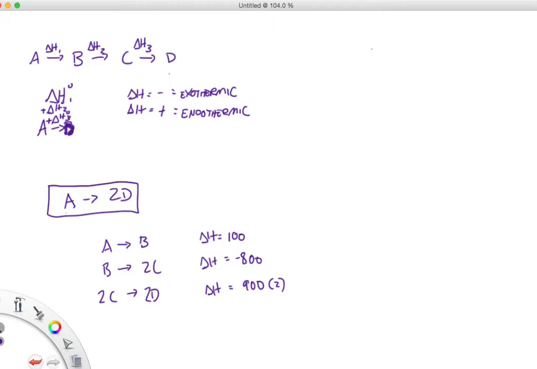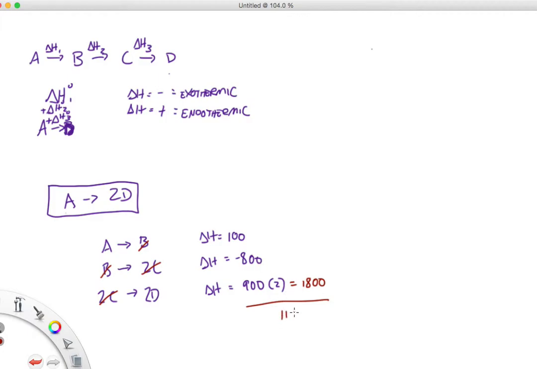But I want you to see something. I want you to see that there's some cancellation going on here. B is on this side, and when you're adding all of these up, B is on this side and it's on this side. So that means it's being used up. It's going right into something else. So what I can do is cross this off. And 2C is being used up as well. It's going right from 2C into 2D. So our final is going to be 2D, and our initial is going to be A, which is what we want for our overall equation. So if we multiply this 900 by 2, which is 1800, and then you add all of these enthalpies up, you're going to get the correct answer.